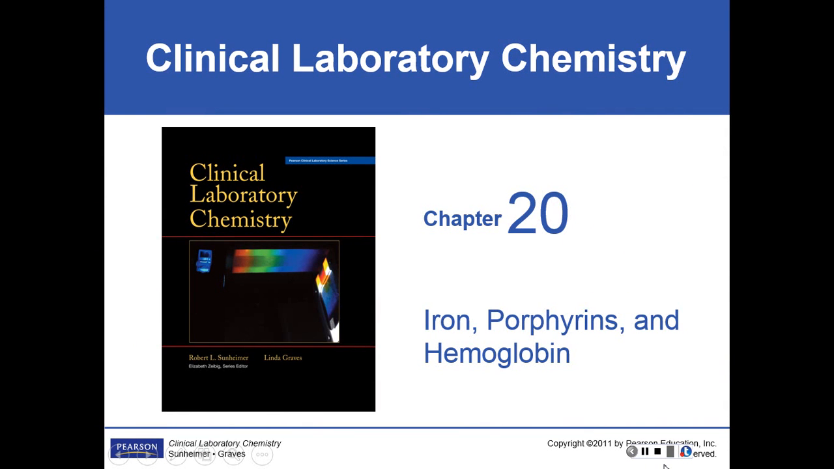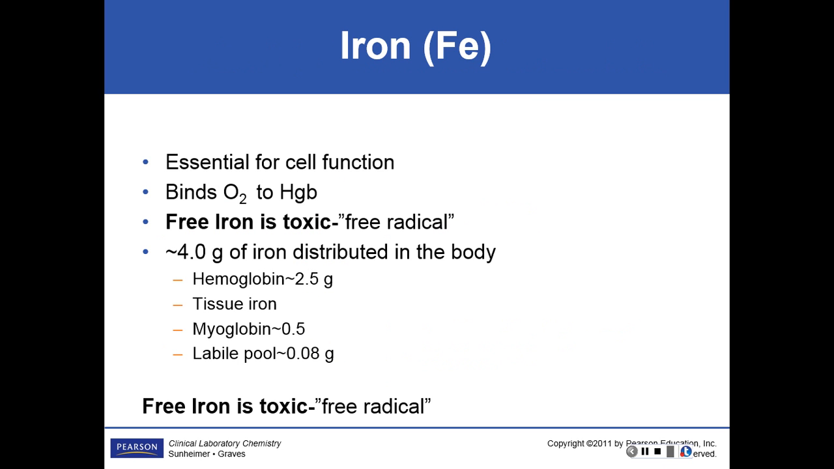Chapter 20, Iron, Porphyrins, and Hemoglobin. Iron is essential for our cell function. You remember its binding of oxygen in the hemoglobin. We have about 4 grams of iron throughout the body. The majority of it is in the hemoglobin, but we do want to know that free iron is toxic.